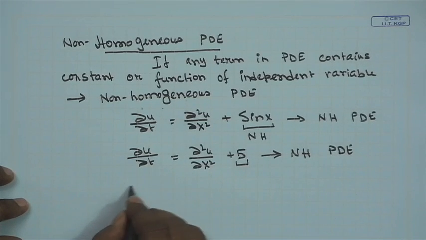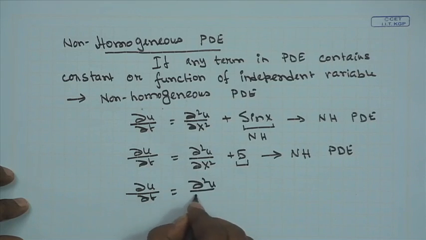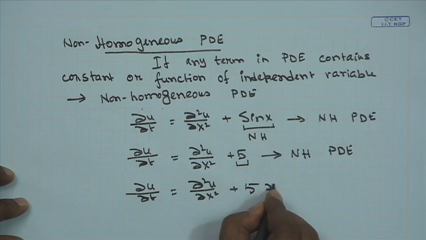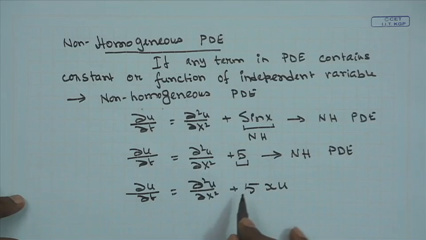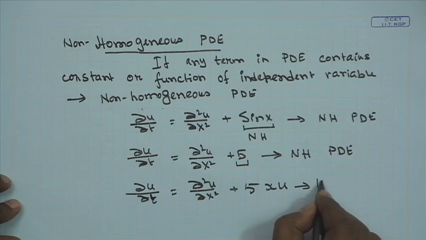Okay. So, if you have a term like this, del u del t is equal to del square u del x square plus 5 x u, now in this case all the terms contain the dependent variable. This term is del u del t, the time derivative of the dependent variable. In this term it is a double derivative of u with respect to x, and here you have the dependent variable u. So, this is a homogeneous partial differential equation.